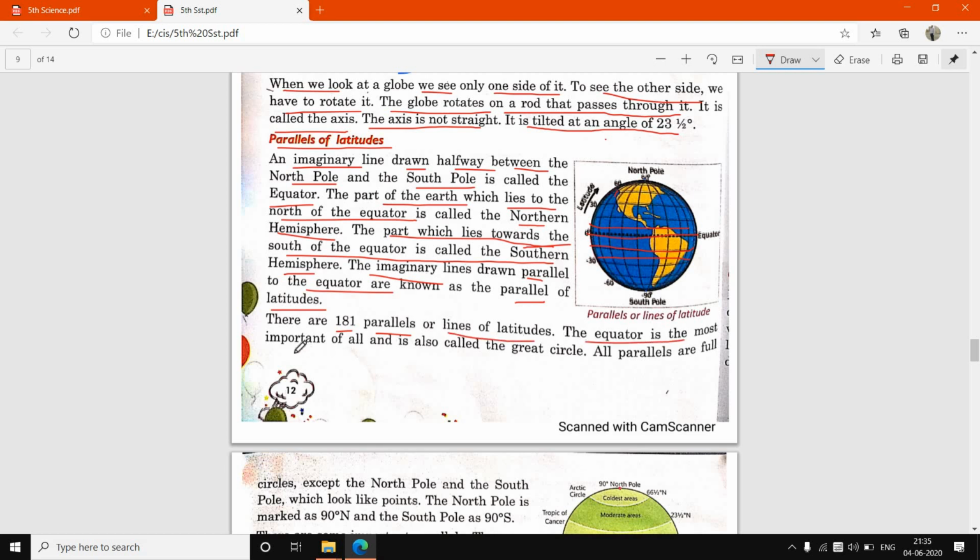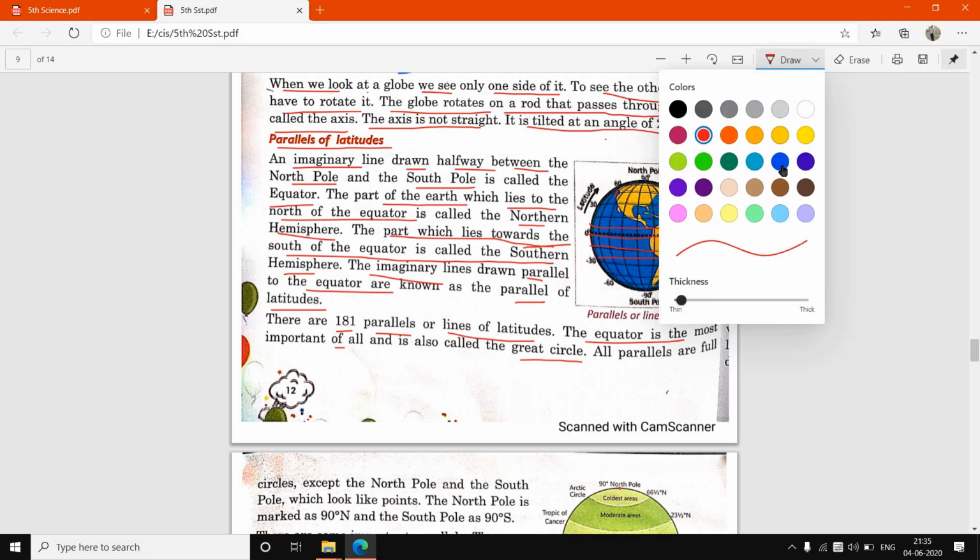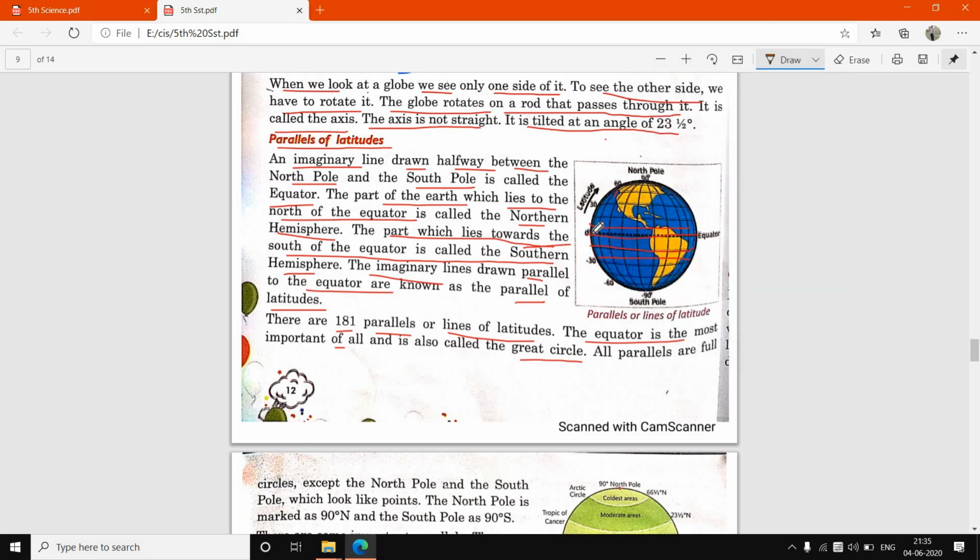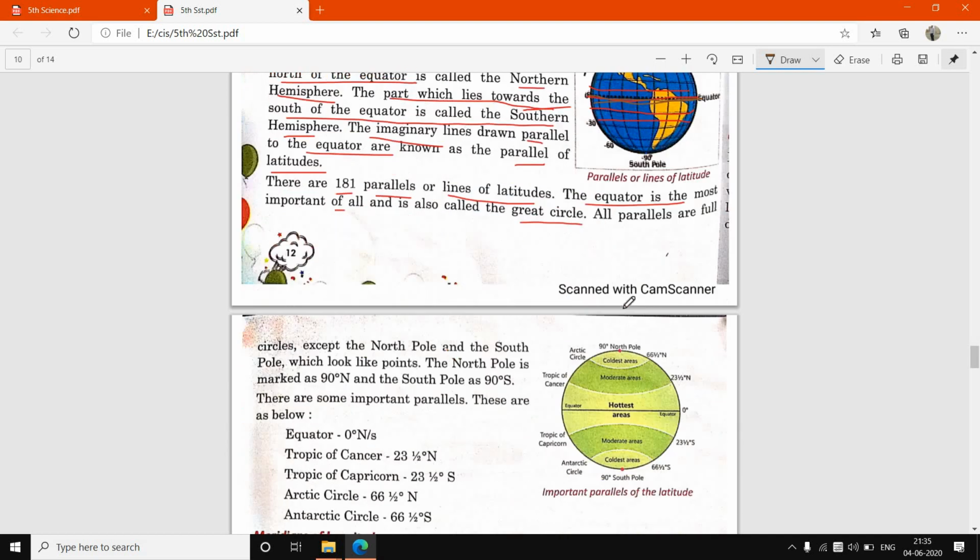The equator is the most important of all and is also called the great circle. So this is the equator. This equator we will call a great circle. So this is the line of the equator. I will draw it here. We will call this a great circle.